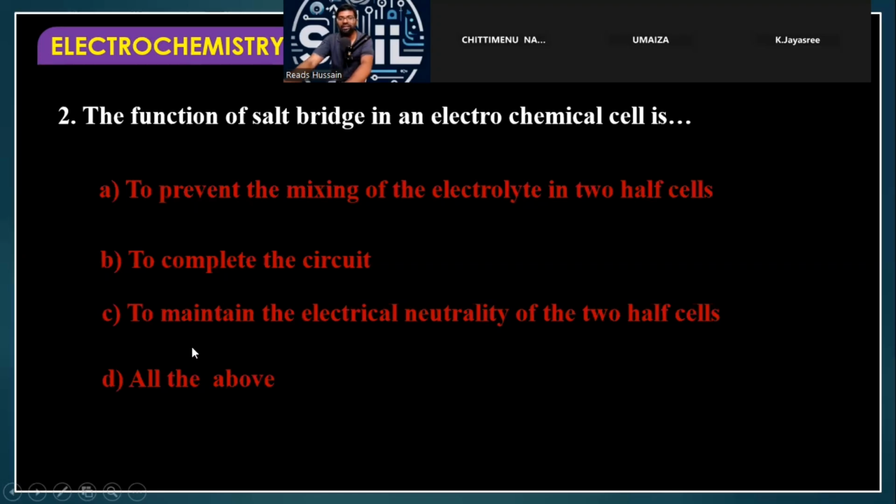Next, to maintain electrical neutrality. I told you already, whatever salt we take in the salt bridge, sodium nitrate or potassium nitrate, it maintains electrical neutrality. So all the above are correct. Okay, you please rejoin the class and we'll continue. Few more slides are left.